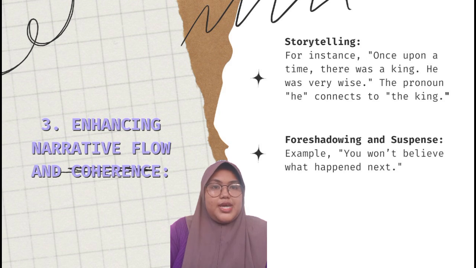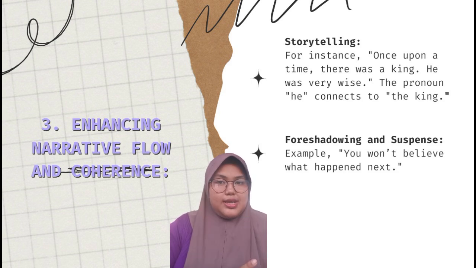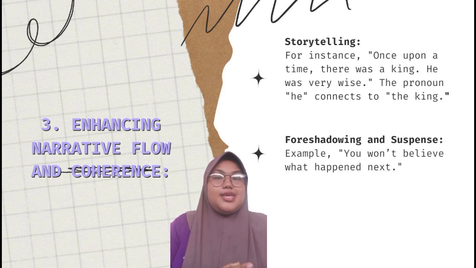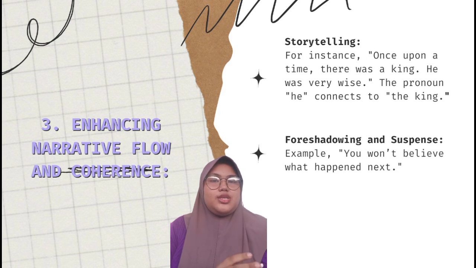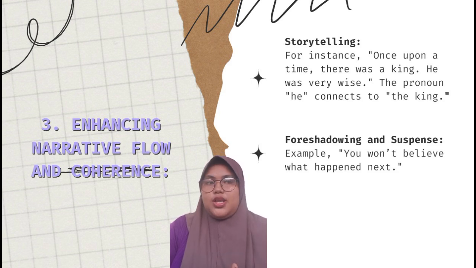Number three of application in spoken form is enriching narrative flow and coherence. First one is storytelling, using references to maintain continuity in a narrative. For instance, once upon a time, there was a king. He was very wise. The pronoun he connects to the word the king. Next is foreshadowing and suspense, utilizing references to hint at future events or build suspense. For example, you won't believe what happened next.